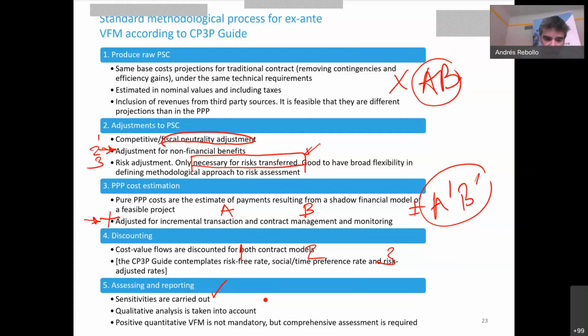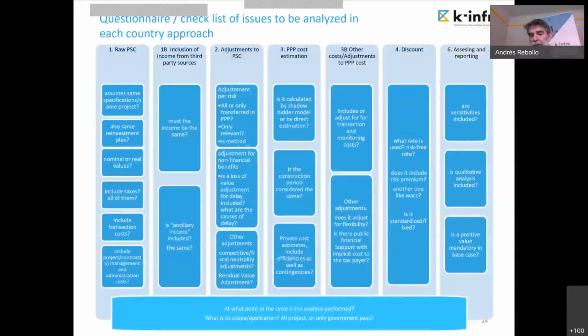The guide is saying you have to use qualitative analysis to complement the quantitative analysis and integrate it. So you will comment on pros and cons of the PPP, avoiding double counting, things that can be advantages or disadvantages, value creators, value destroyers that have not been captured in the quantitative assessment. And according to the guide, a positive quantitative value for money should not necessarily be mandatory, but rather a comprehensive assessment and taking the decision based on the three things: the base case value for money, sensitivities, and qualitative assessment, which is something that is happening in a number of countries.